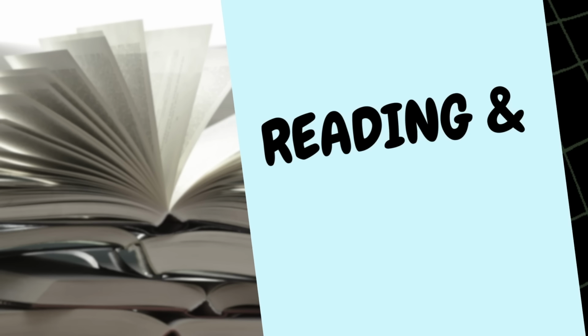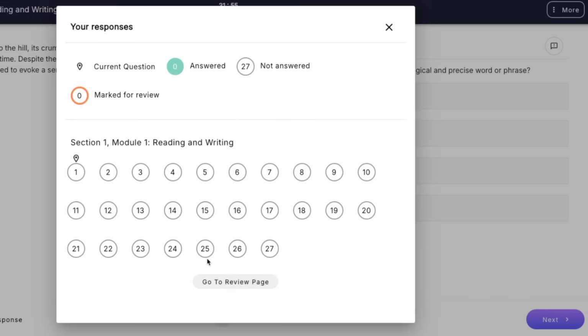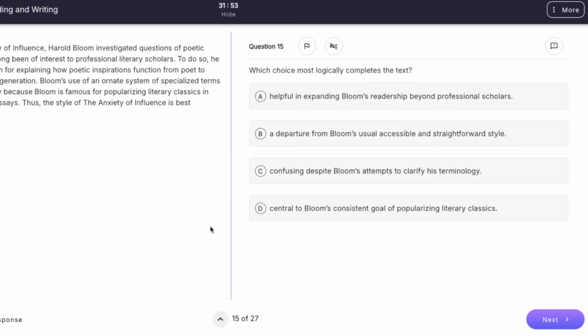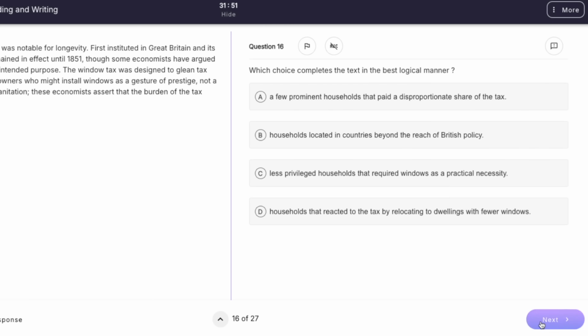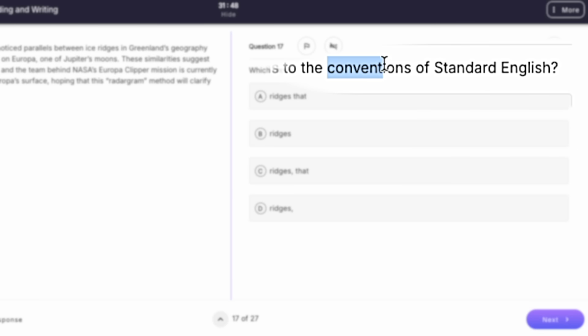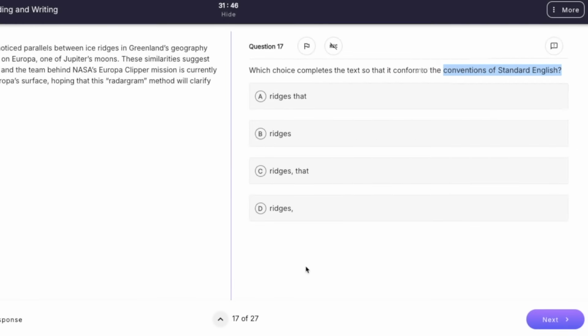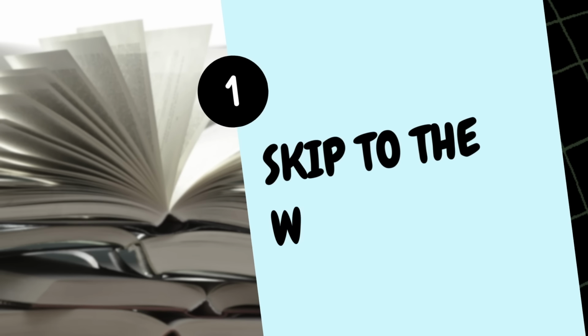Here's what you actually need to do. Starting with the English section, as soon as the exam begins, go ahead and jump to around question 15, somewhere in the middle, where it switches to writing. And you know you're there as soon as it starts talking about conventions of standard English. The reason you want to do this is that those writing questions are going to go a lot faster.